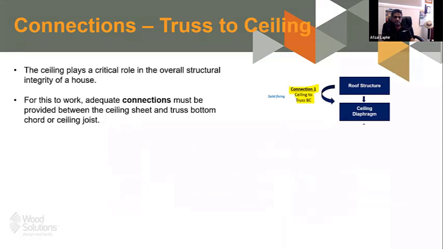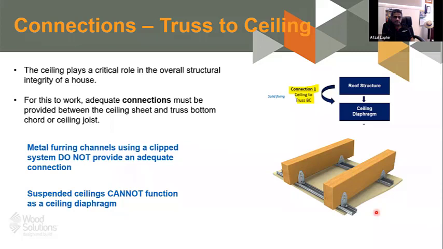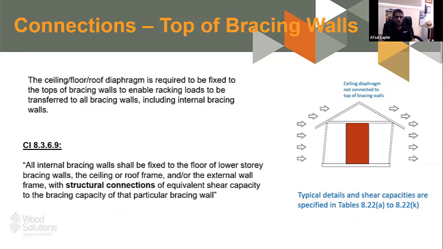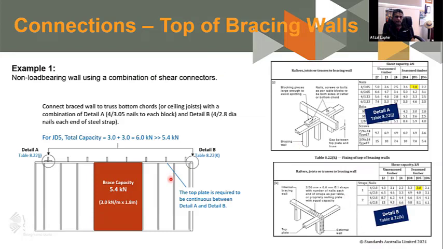As mentioned earlier, all these connections are critical. So with the ceiling connections, you find that metal furring channels using a clip system don't give you an effective diaphragm, and suspended ceilings don't give an effective diaphragm either. Connection to the top of bracing walls: the ceiling or floor diaphragm is required to be fixed to the tops of bracing walls to enable racking loads to be transferred to all bracing walls, including internal bracing walls. So table 8.22 gives typical details and shear capacities. And they can be used in combination as well.